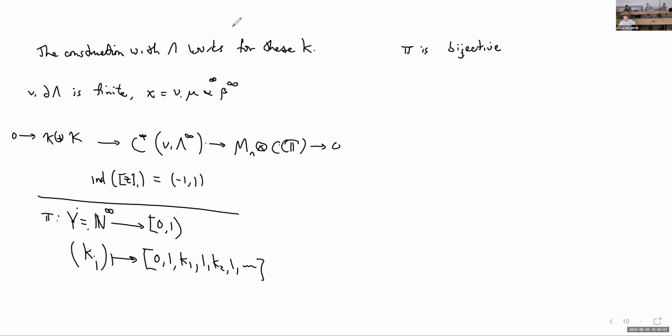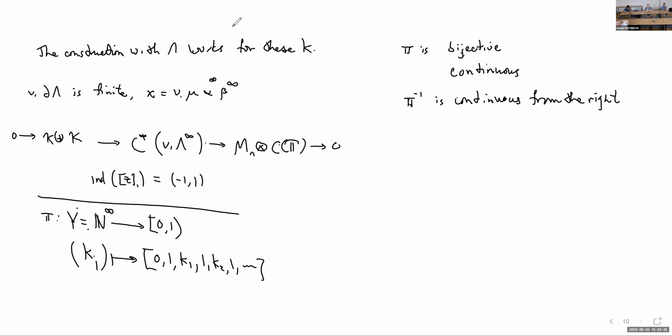But of course, this can't be a homeomorphism. So it's bijective, it's continuous, and the inverse map is continuous from the right. That's sort of surprising. But from the left, it's horribly discontinuous.